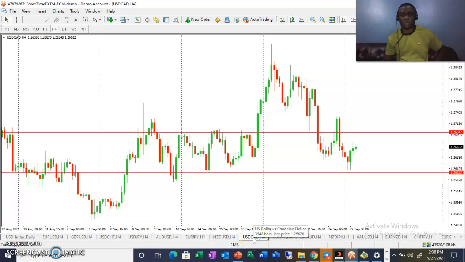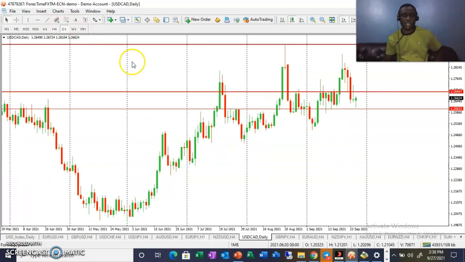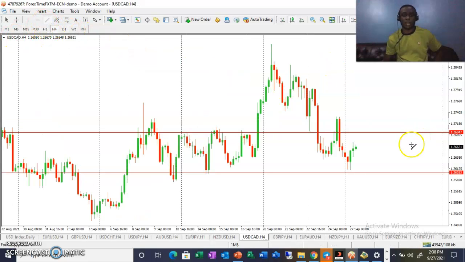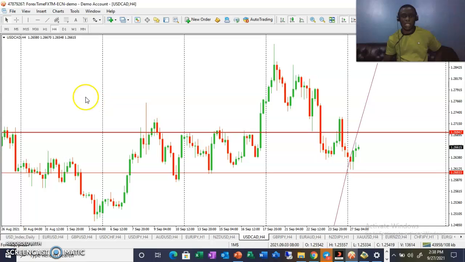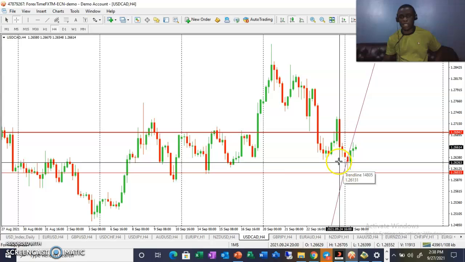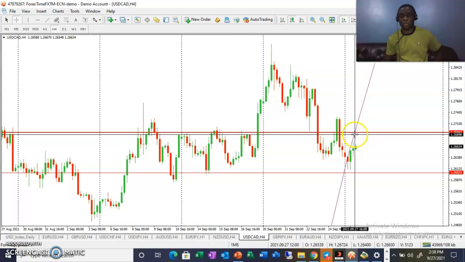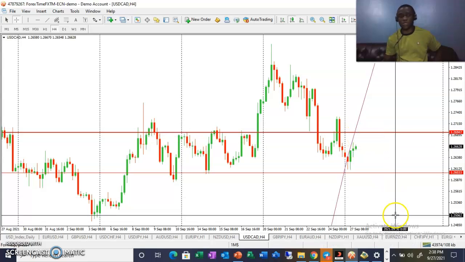USD CAD. What can we say of USD CAD? It's been ranging high and high. What do we see from this market? Either this market comes higher, or continues downwards. But from all indications, it's most likely that this was the low of last week. So it's most likely the market comes here, retests, and continues selling.